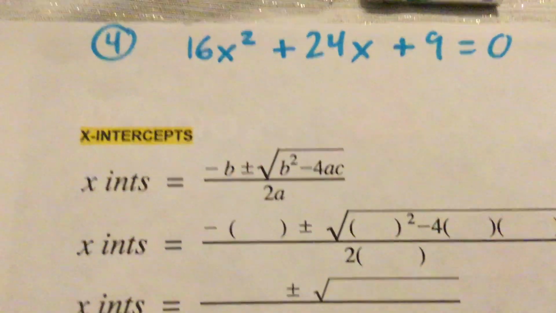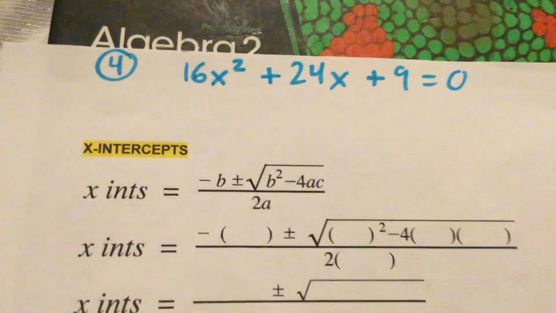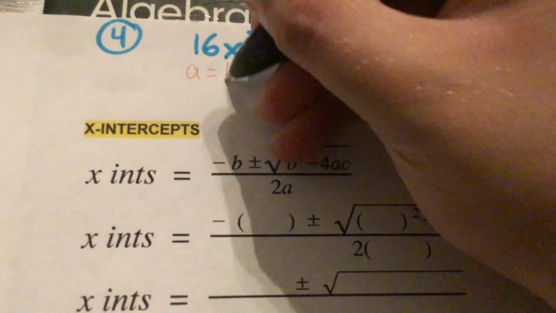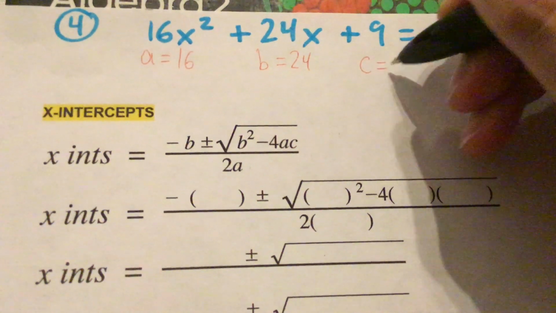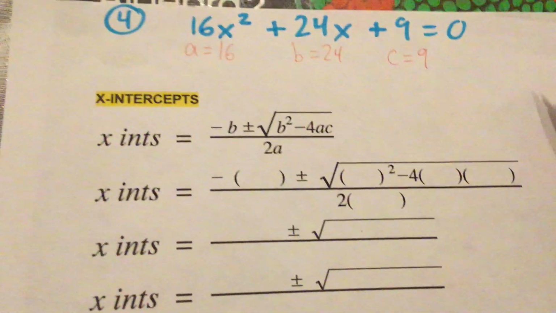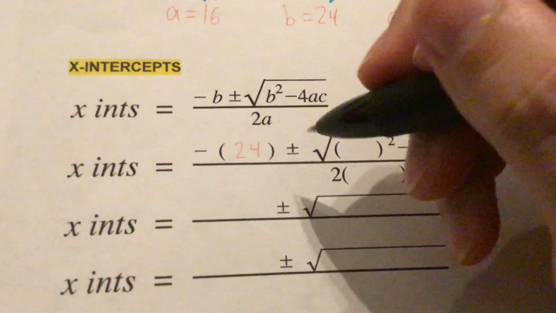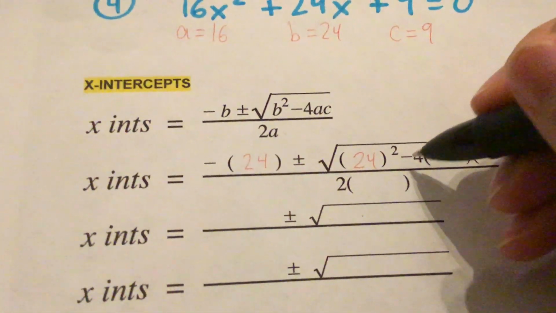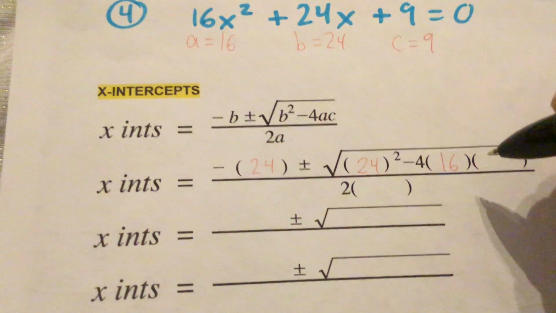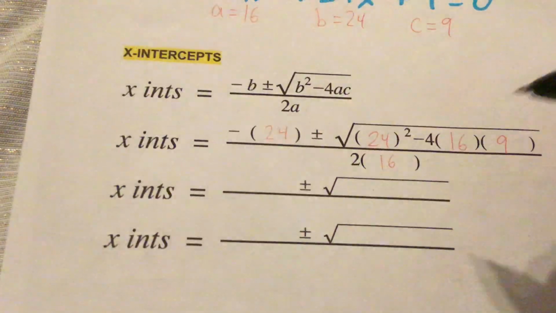Okay. Moving on to problem number 4. 16x squared plus 24x plus 9. Once again, A is 16, B is 24, and C is 9. So now, let's plug them in. Negative B, the B is 24, plus or minus the square root of B squared, 24 squared, minus 4 times A, 16, times C, 9. All that over 2 times A, which is 16.